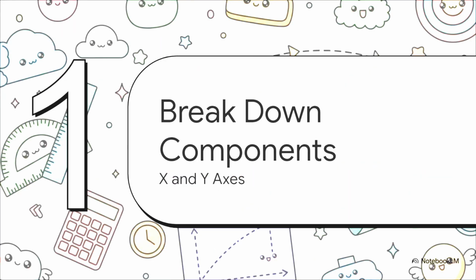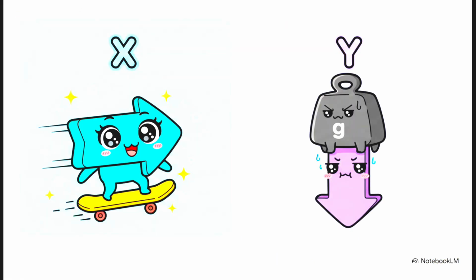Moving on to Section 2, breaking down components. It is time to separate out our x and y axes. Now, what's really interesting about this is the stark dichotomy between the axes. Because we're in 2 dimensions, we split our 30 meter per second launch using a right triangle. We use cosine for the horizontal piece and sine for the vertical piece. But look at how totally different their rules are.